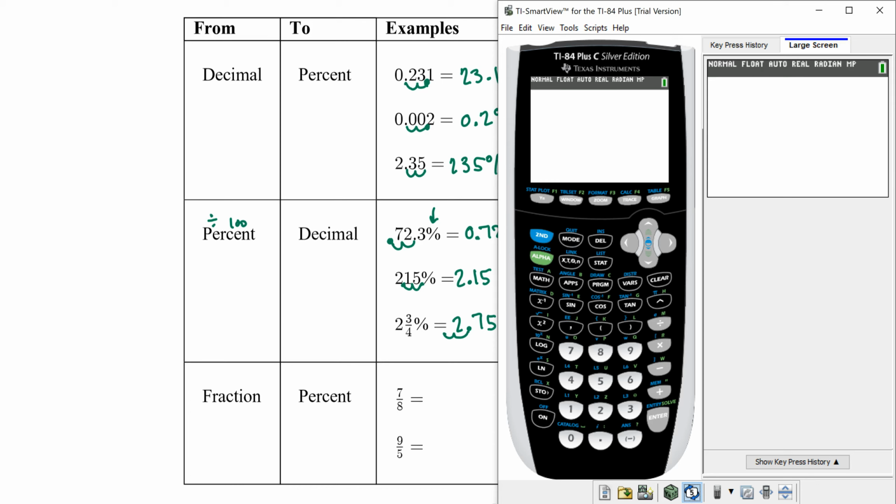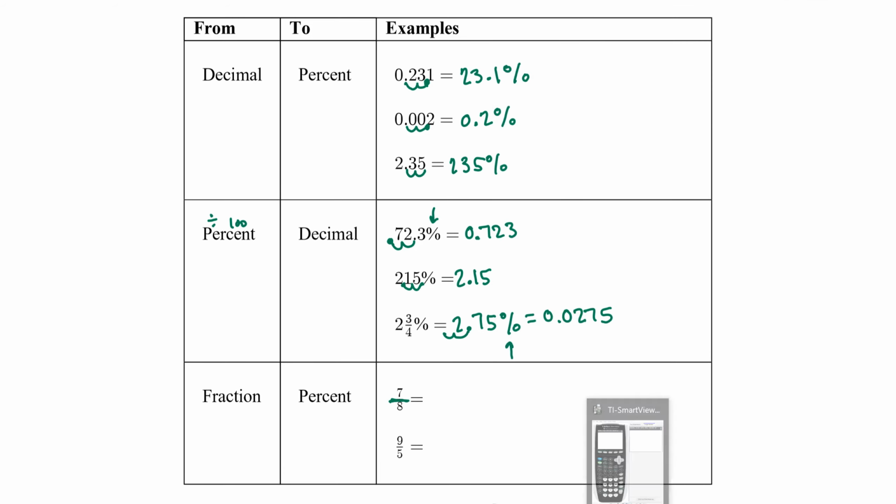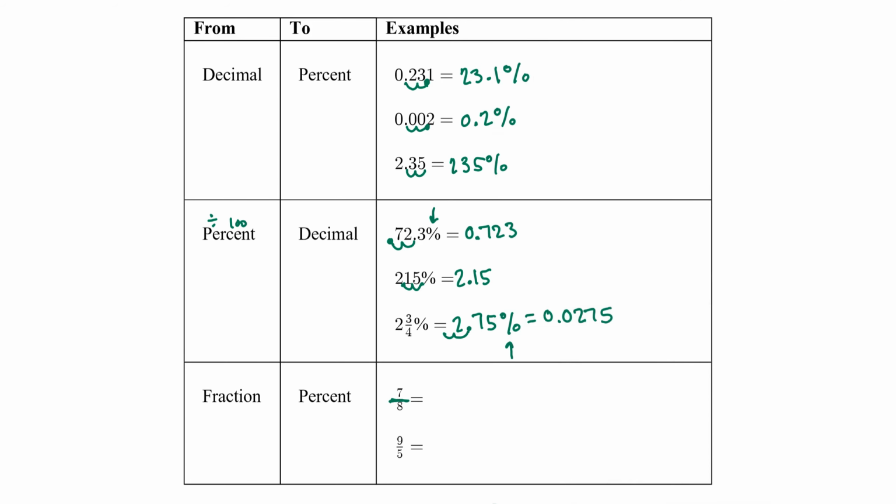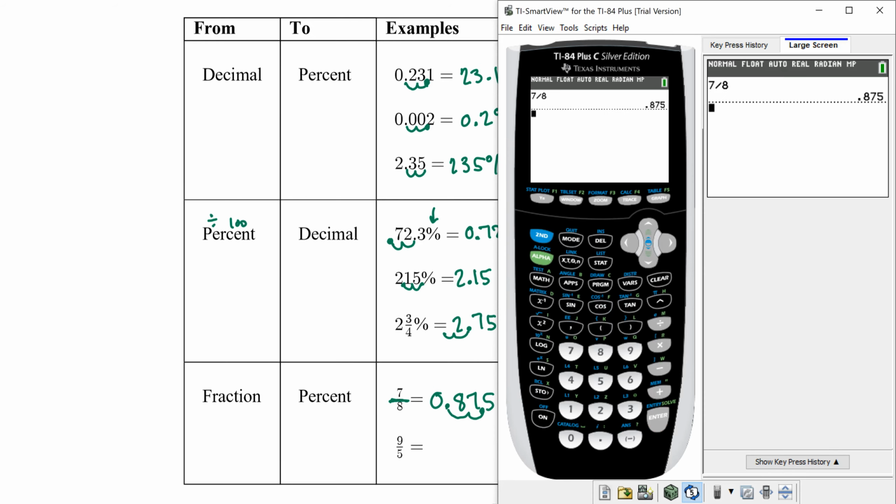So let's talk about how to convert a fraction first to a decimal and then to a percent. The fraction bar is actually a division bar. So to convert 7/8 to a decimal, we divide 7 by 8, and the calculator tells us 0.875. So from fraction to decimal, we get 0.875. Now we can go to a percent by moving the decimal 2 places to the right, and we have 87.5%.